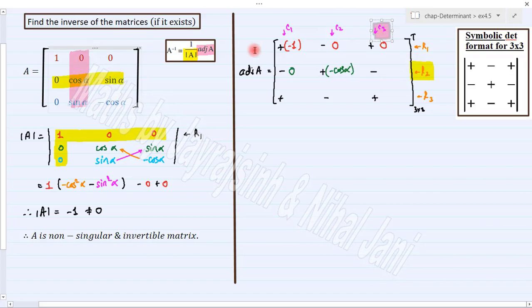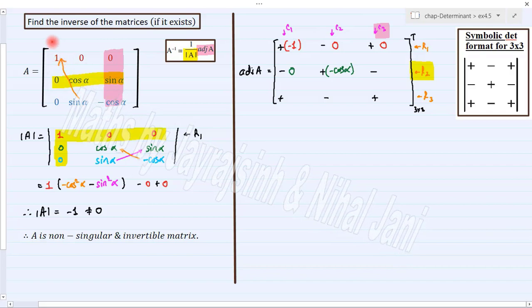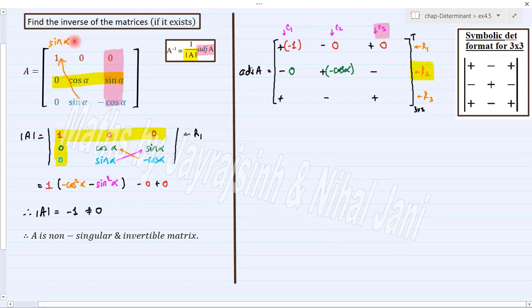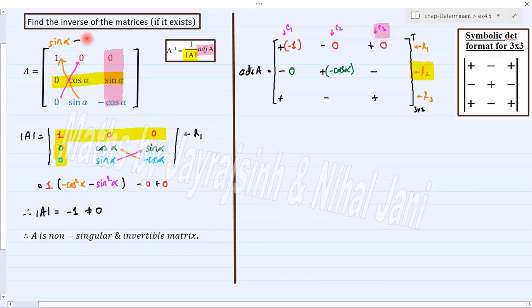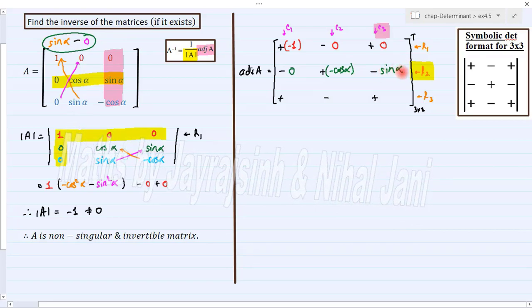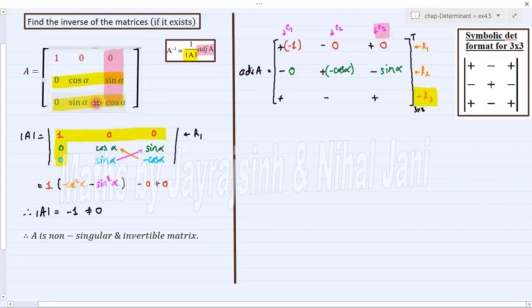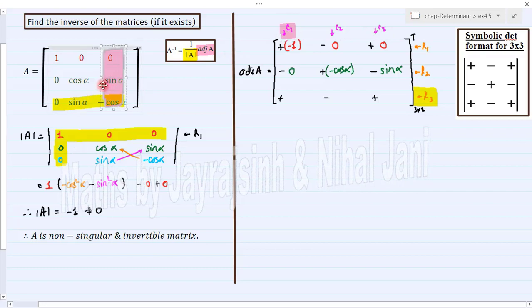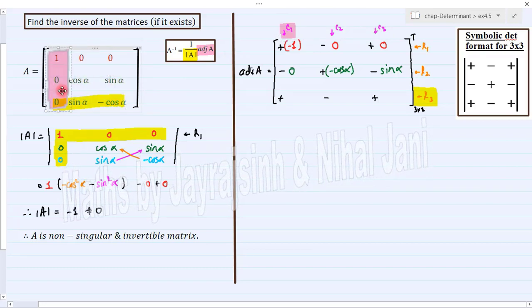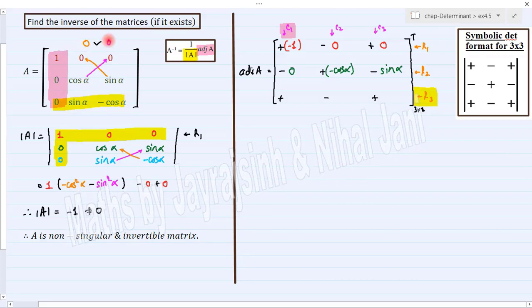And the last element of second row is in third column. So sin alpha into 1 will give us sin alpha and 0 into 0 will be 0. So here we'll get sin alpha. So we get the elements of second row. Now let's try to get elements of third row. The first element is in first column. So ignore third row and first column and you will get sin alpha into 0 will be 0, minus cos alpha into 0 again 0. So we again get 0.